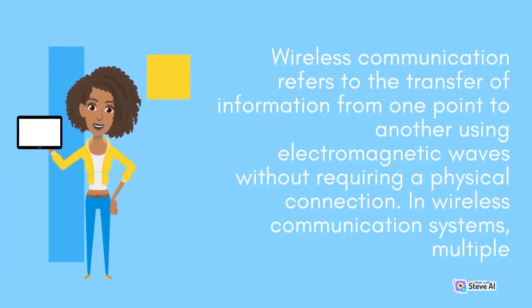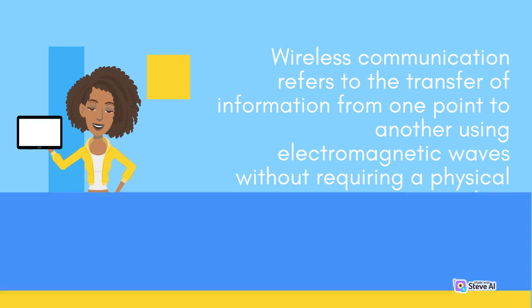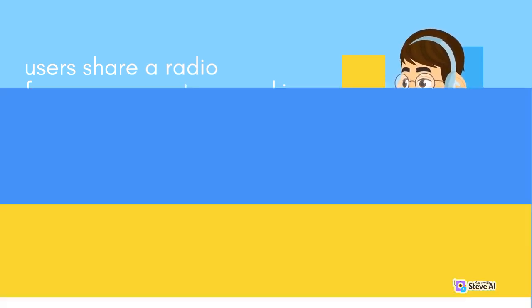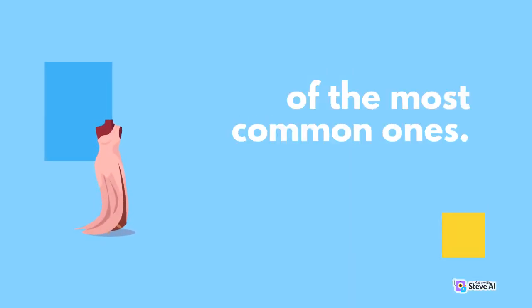Wireless communication refers to the transfer of information from one point to another using electromagnetic waves without requiring a physical connection. In wireless communication systems, multiple users share a radio frequency spectrum, making channel access challenging. Various channel access techniques have been developed to address this situation, and in this article, we will discuss some of the most common ones.